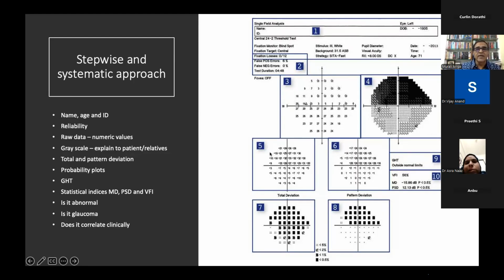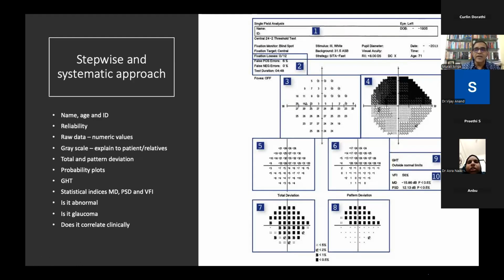Say you have cataract with glaucoma, the pattern deviation will show you the exact extent and how dense the scotoma is and so on. Then we have the probability plots, the MD and the PSD. We also have the statistical index called the visual field index. It is a single number. The visual field index actually is an oversimplification of the visual field data.